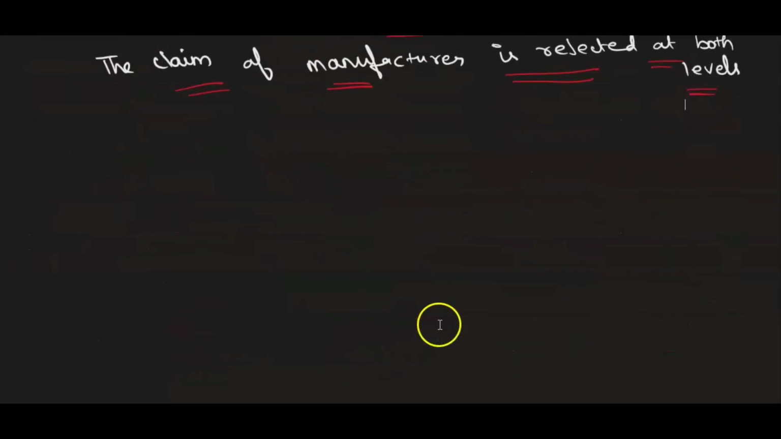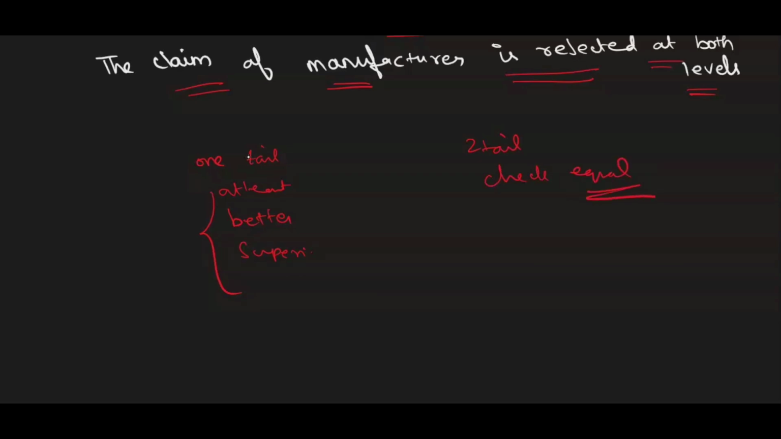So coming to one tail and two tail tests. For one tail, I will give you certain words. That is, at least, which they said here, better than, superior, inferior, all those things will come for one tail. When you go for a two tail test, check whether they are equal. Whenever I say equal, there is no difference. There is no difference means automatically it is equal. There is no difference or there is no significant difference. All those things will fall under two tail.